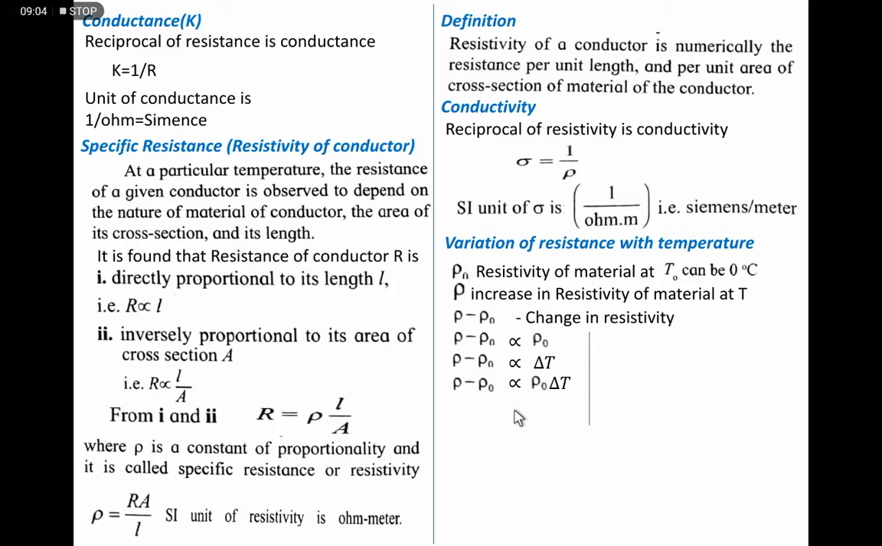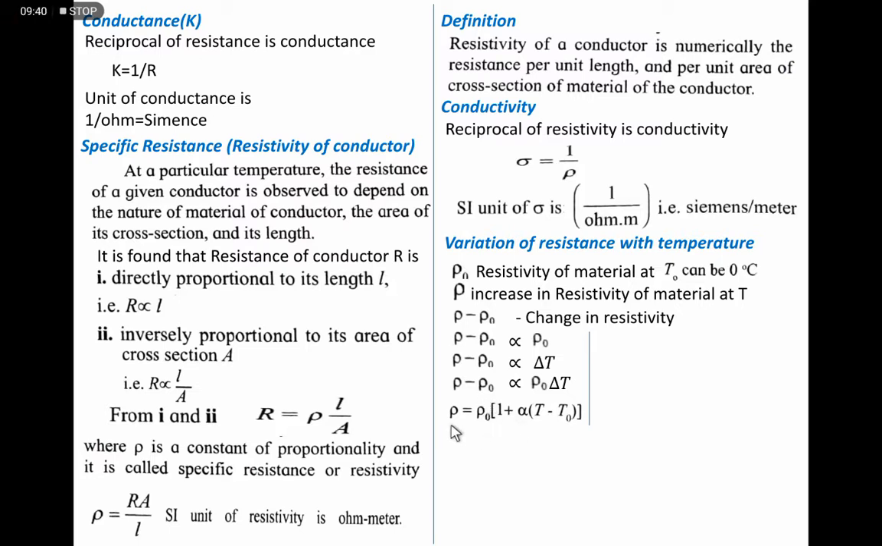Then the proportionality sign is removed, and the constant is alpha. Alpha is the coefficient of the change in resistivity of the conductor. So alpha will be here. Rho minus rho naught is equal to alpha rho naught delta T. Then this rho naught goes to the right-hand side.